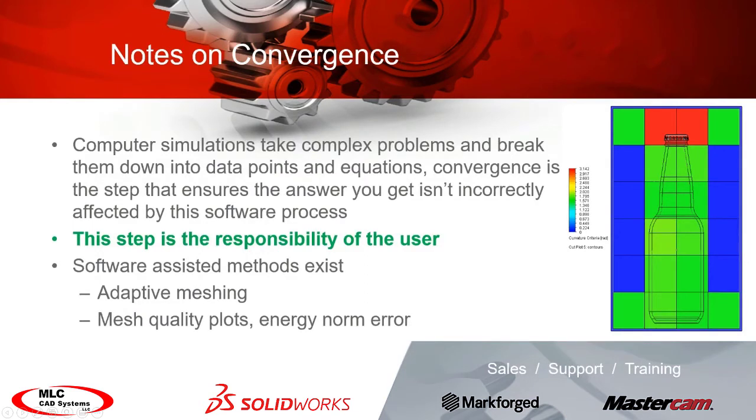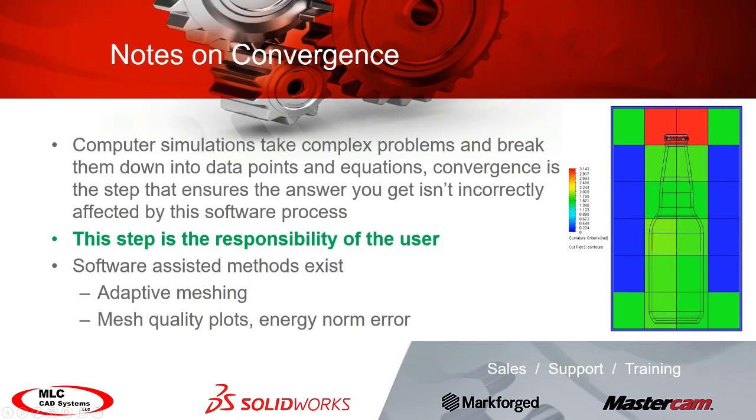Now, a few more notes on the convergence. Computer simulations take these complex problems and they break them down into data points, complex sets of equations, and convergence is happening in the background. It's the step that makes sure the answer is correct. What you're doing is a convergence that sits above that step, which is to make sure that the mesh and the settings that you specified and how you tell the software to run the study are correct.